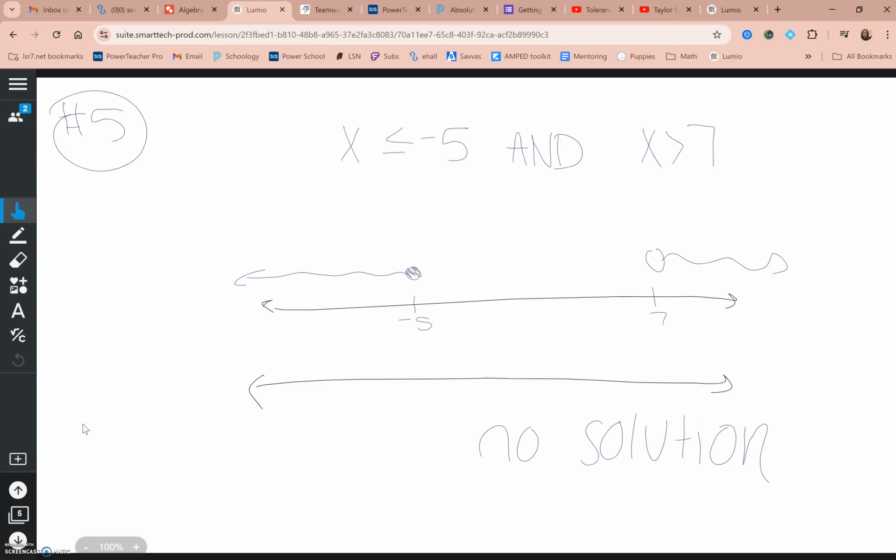Here we have an and, but this time on our rough draft, they never overlapped. If we have an and and they never cross, then it's no solution. There's no number that at the same time is less than -5 and bigger than 7. So if your ands never cross, then it's no solution, and it's okay for it to be no solution.